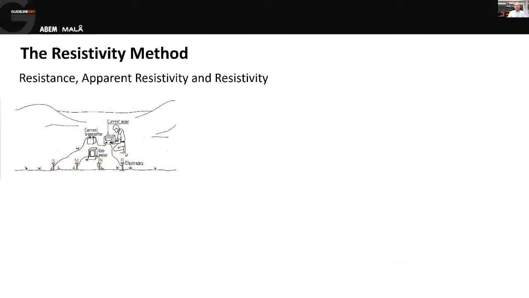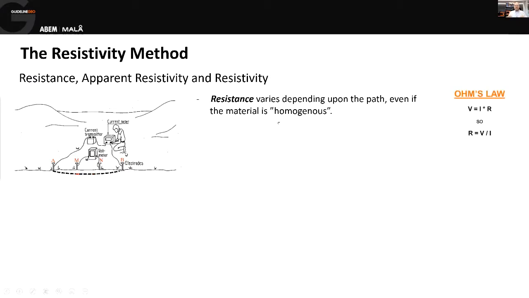So that's the kind of theory, but I've been throwing around a few terms there: resistance, apparent resistivity, and resistivity. So let's just double check we're all using those terms in the same way. Resistance is the kind of raw value that we calculate. We calculate that using Ohm's law from the voltage measured and the current flowing. And the problem with resistance, the reason why we can't just use resistance on its own, is that it varies depending upon how much material you have.